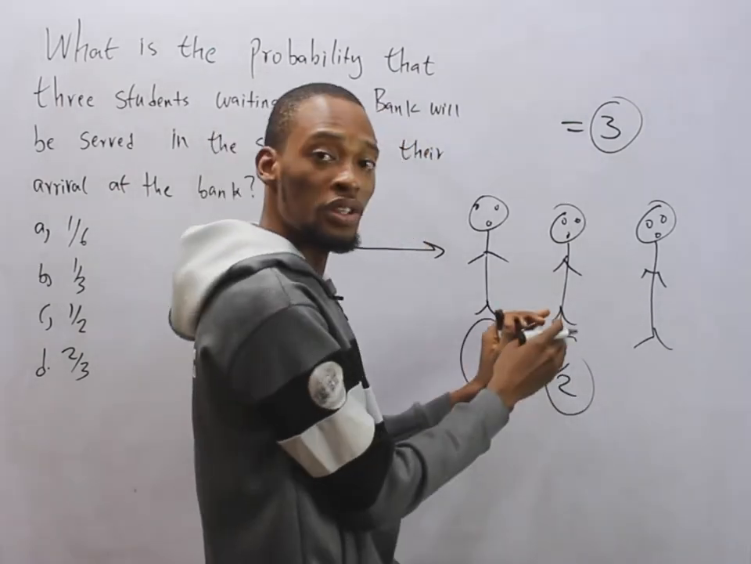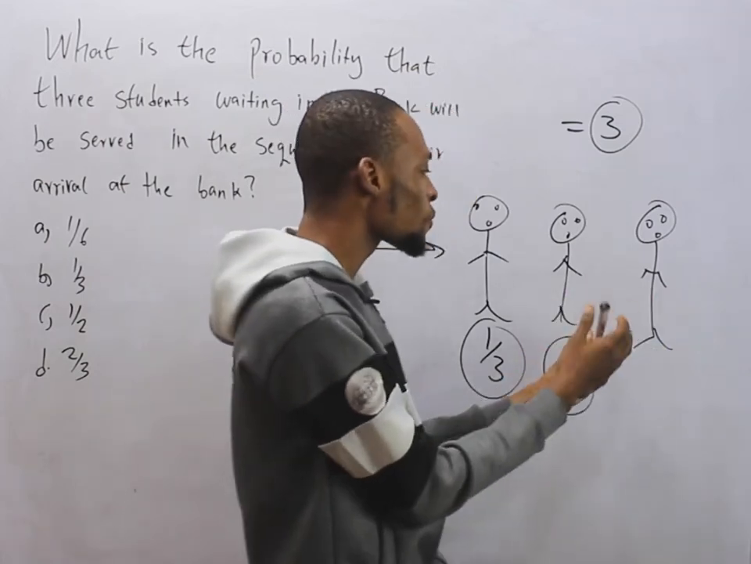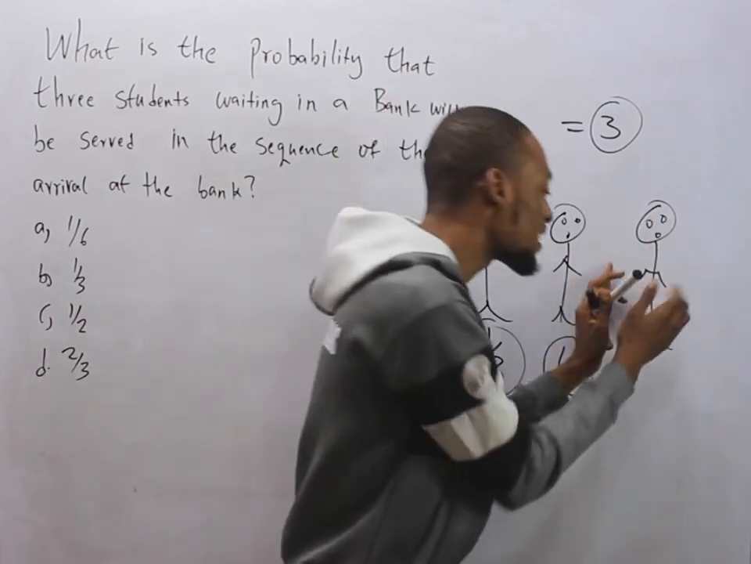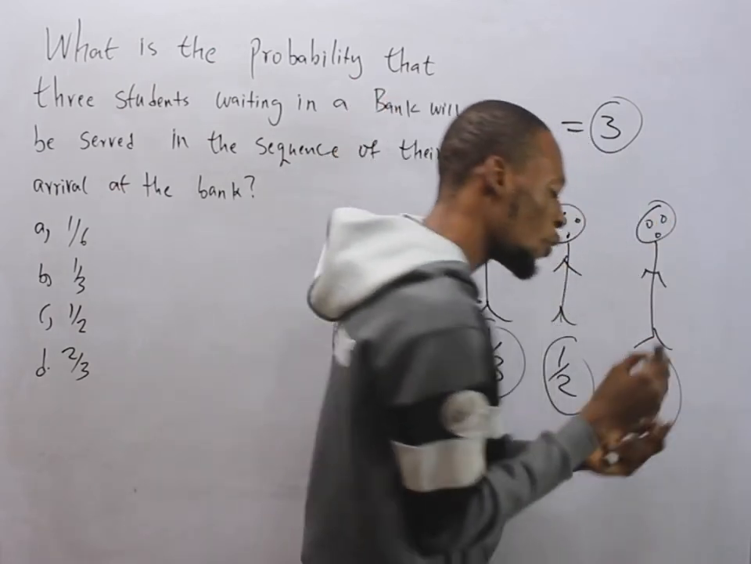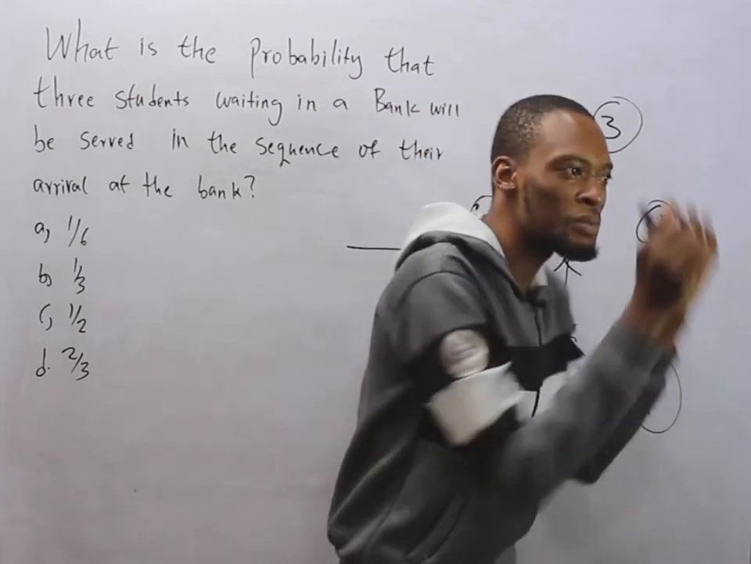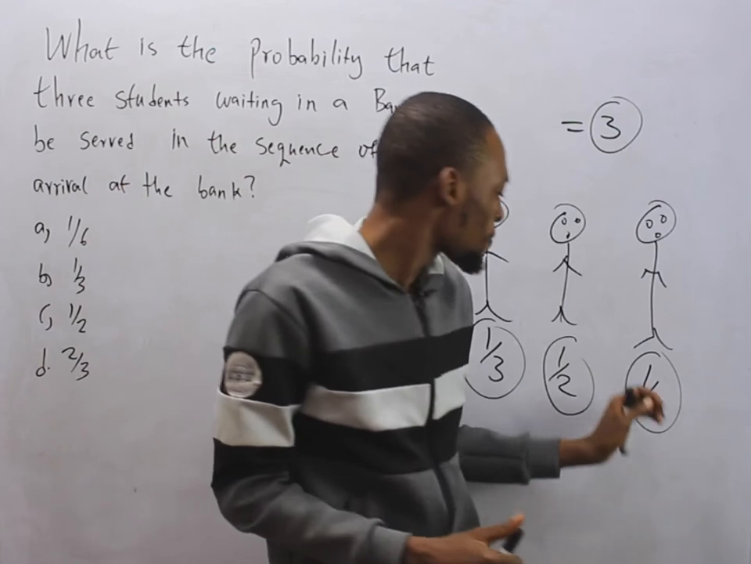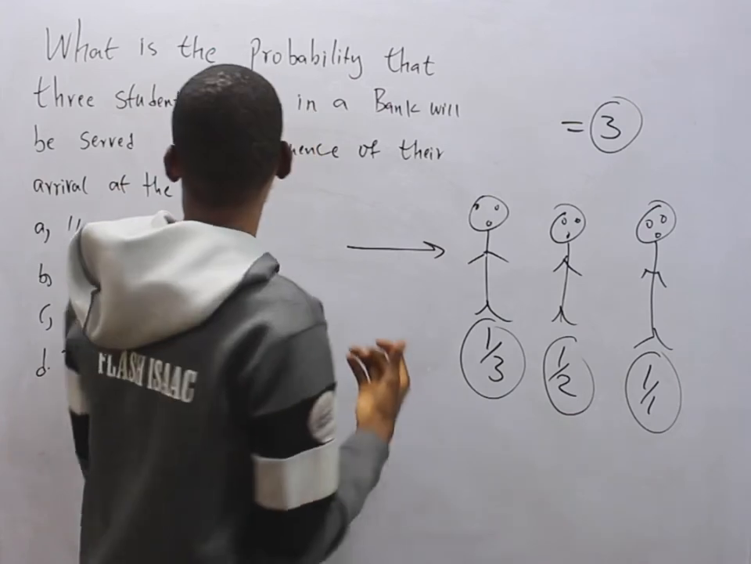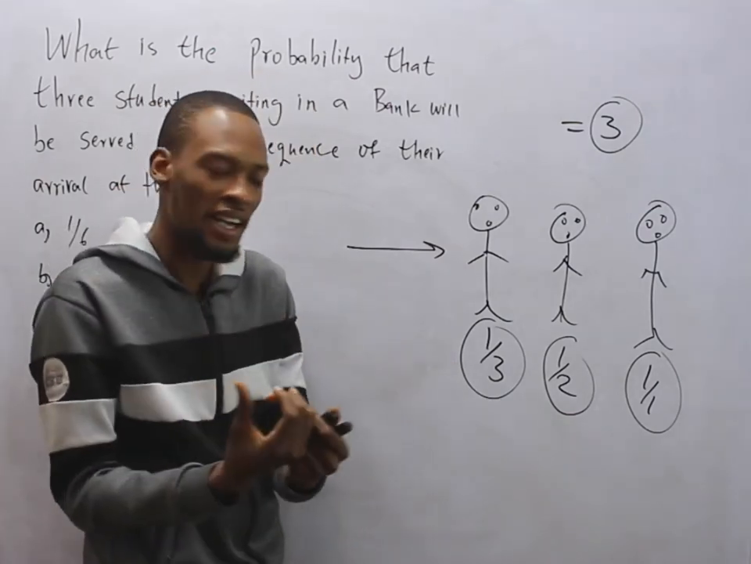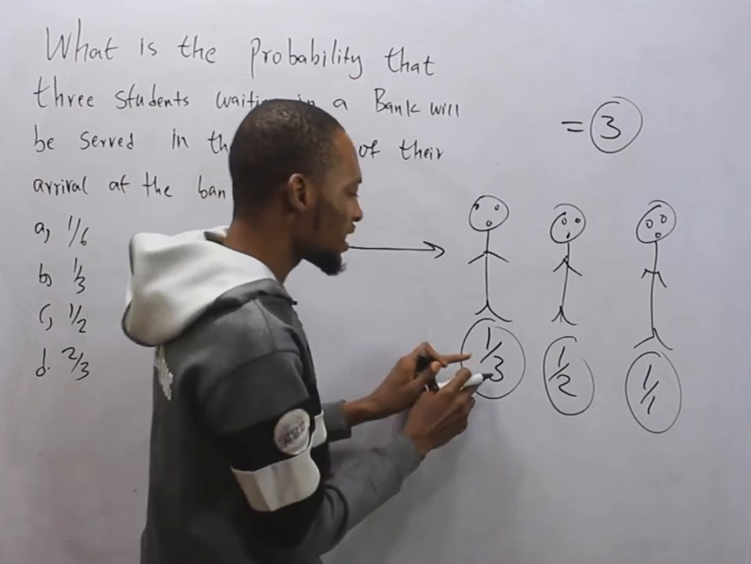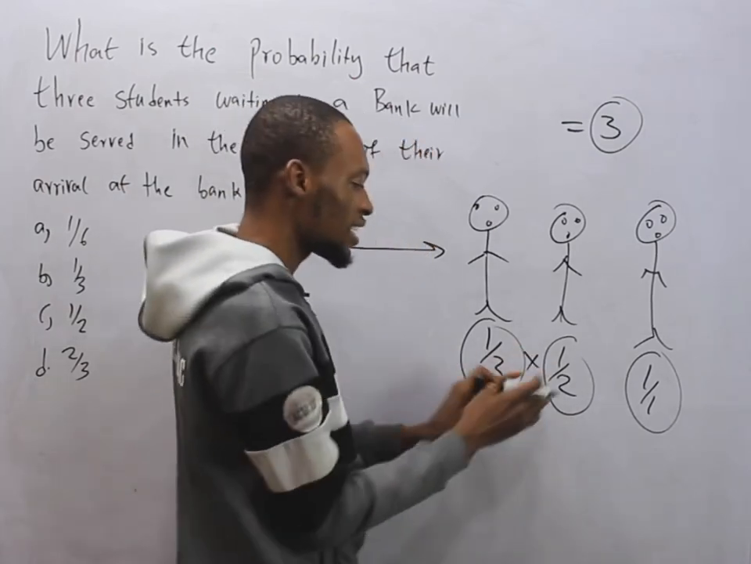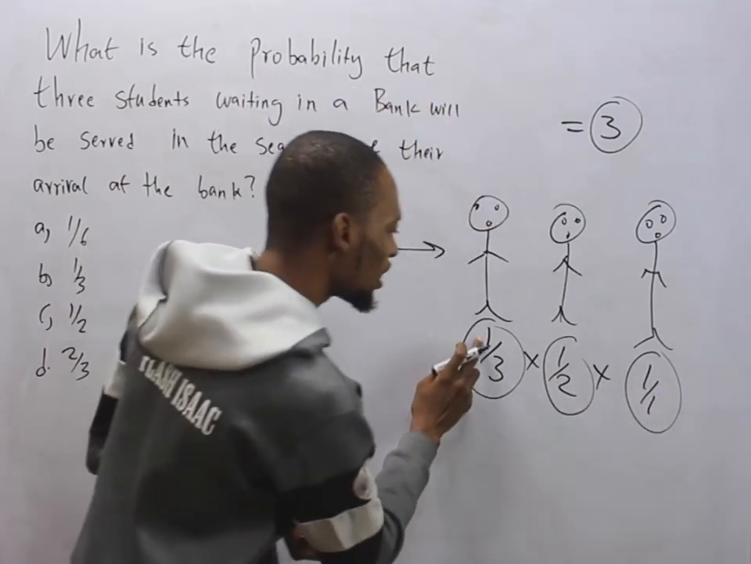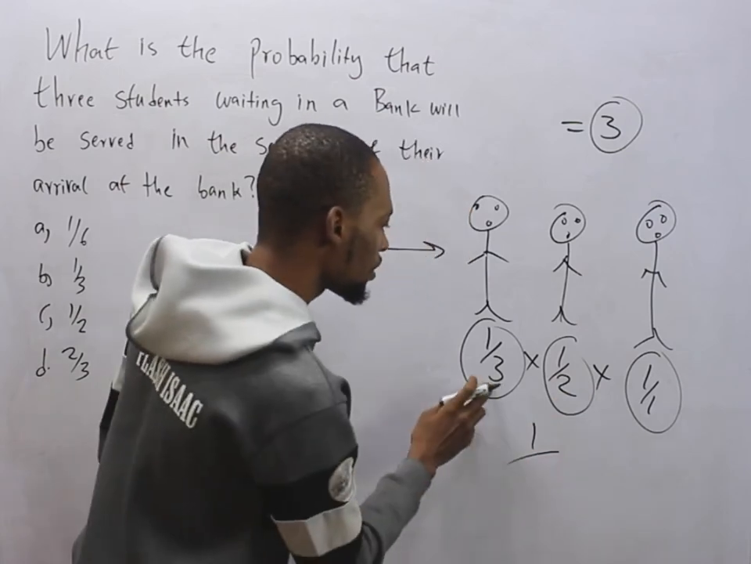If you now skip these 2 to meet this last guy, you no longer have a choice. So the probability of attending to this guy is 1 over 1. So, the probability that the three students waiting will be served in the sequence of their arrival is simply the chance that this will be served first times the chance that this will be served next times the chance that this will be served last. That will simply give you 1 times 1 times 1 over 3 times 2, which is 1 over 6.